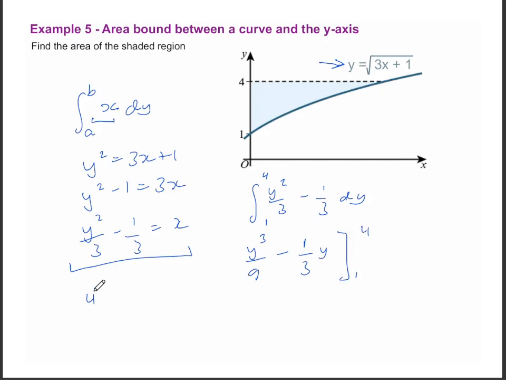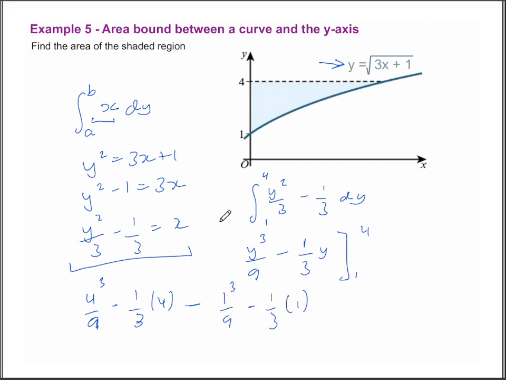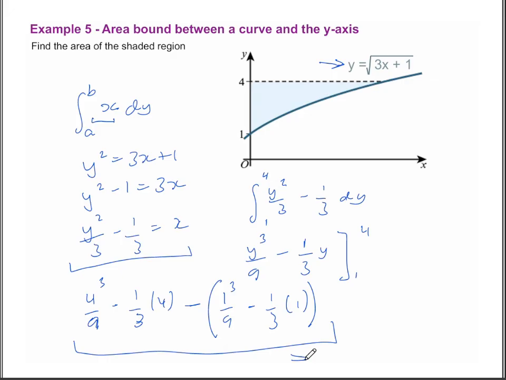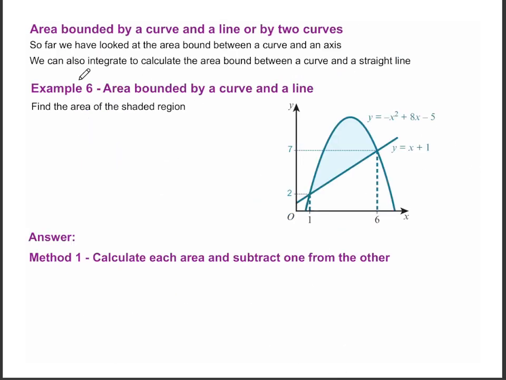Putting 4 in, we get 4 cubed over 9 minus 1 over 3 times 4. And then subtracted by putting 1 in, we have 1 cubed over 9 minus 1 over 3 times 1. Remember, you're subtracting by the entire right side when you put in 1. Then this entire thing will just evaluate into 6 units squared. And that right there is going to be your answer for the area that's bounded by this shaded region right there. So we have looked at the area bounded by a curve and an axis, the x-axis and the y-axis.